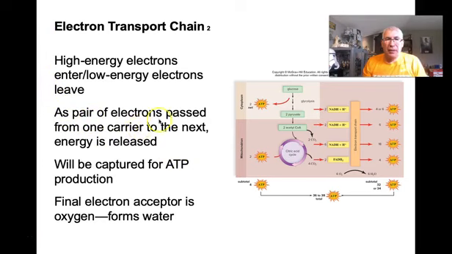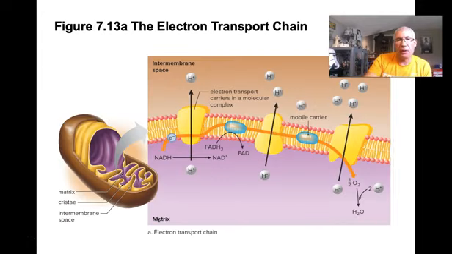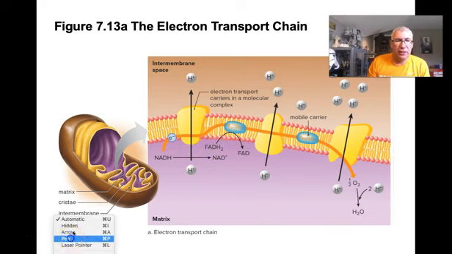As pairs of electrons pass from one carrier to the next, energy is released, and this will be captured for ATP production. And the final electron acceptor is oxygen, which forms water. So this is kind of a picture of the electron transport chain. The electron transport chain happens in the cristae, this purple area of the mitochondria.